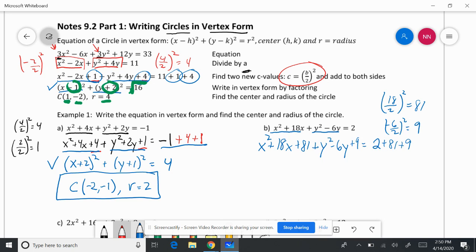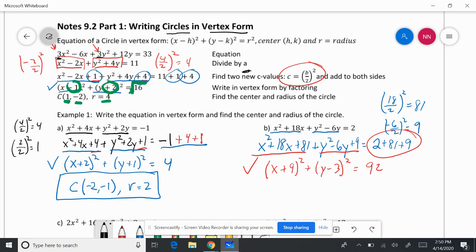Now what we're going to do is factor. This trinomial becomes x plus 9 squared. This trinomial becomes y minus 3 squared. And then when we add up the other side, we have 92. This right here is our equation in vertex form. Now what we're going to do is find the center of the circle. Center of the circle, remember, is the opposites.